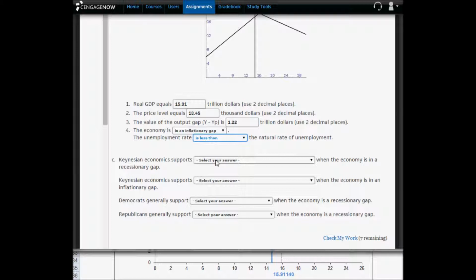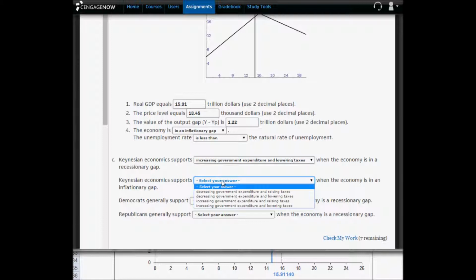Keynesian economics supports increasing government expenditure and lowering taxes when the economy is in a recessionary gap. Keynesian economics supports decreasing government expenditure and raising taxes when the economy is in an inflationary gap.